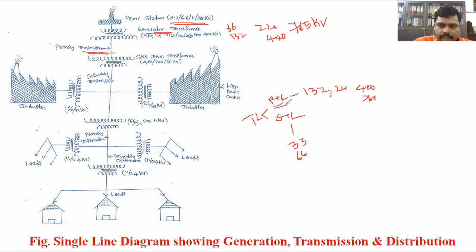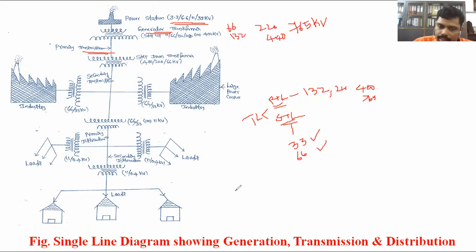In the primary transmission line, a bulk amount of power is transferred. There is no tapping available. But in the secondary transmission line, the operating voltage is 33 and 66 kV, and only a few tappings are there. That is only for the industrial consumer.